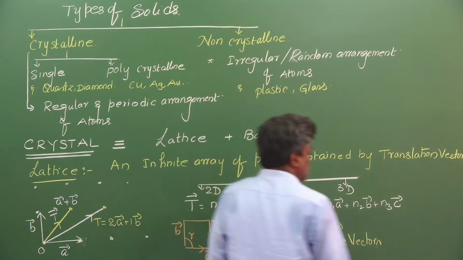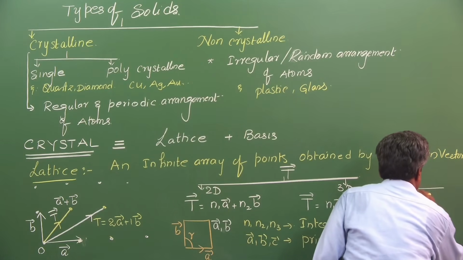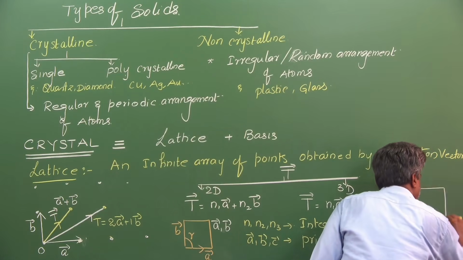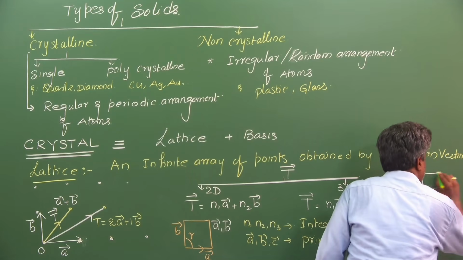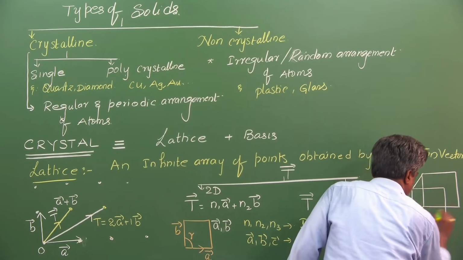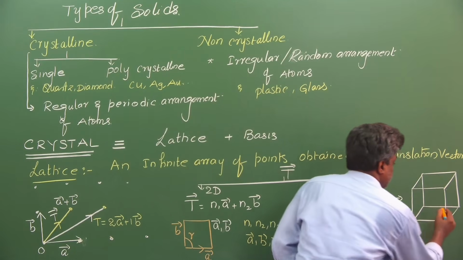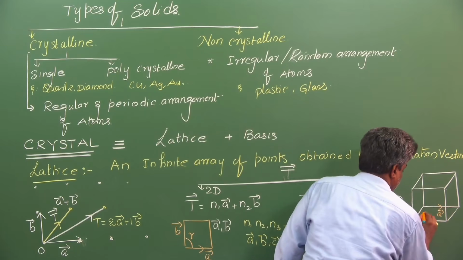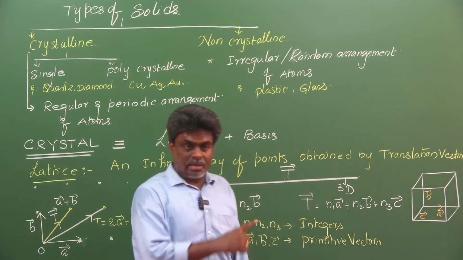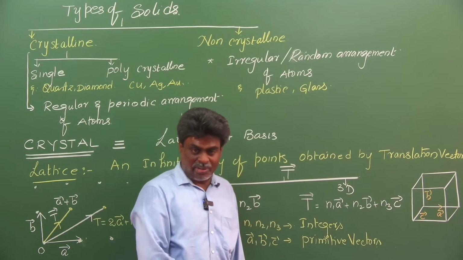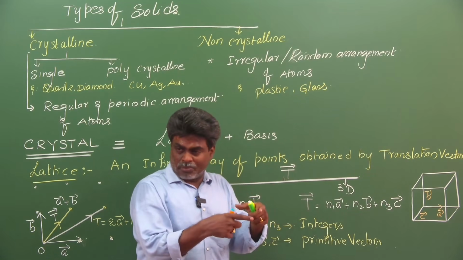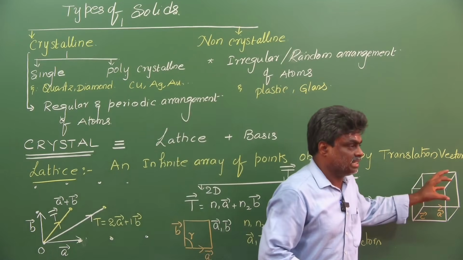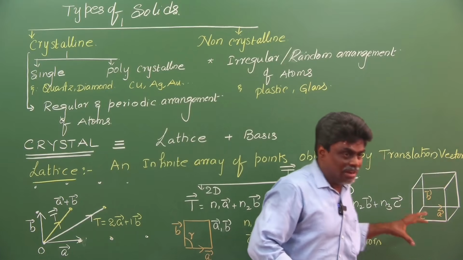And if you talk about 3 dimensions, you can say like this, listen carefully. I can take a simple cubic, and I can say this is a bar and this is b bar, something like this. This is c bar, and a bar, b bar and c bar are primitive vectors. With the help of those 3 primitive vectors, we will construct all the remaining lattice points.